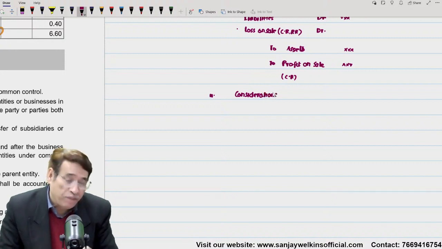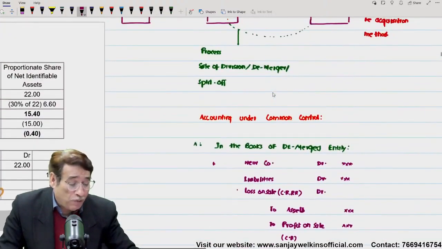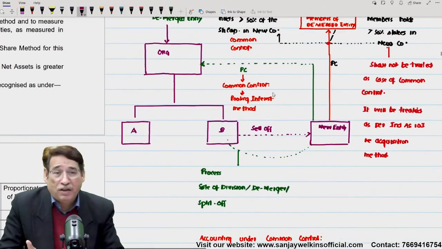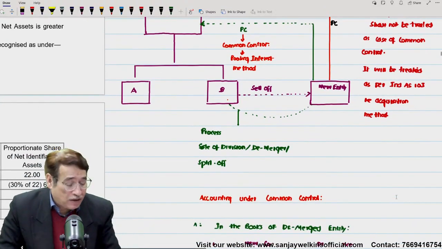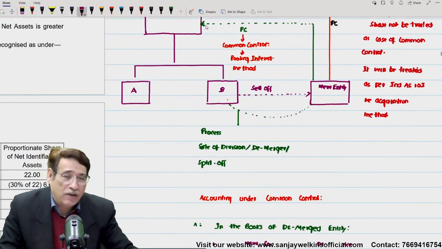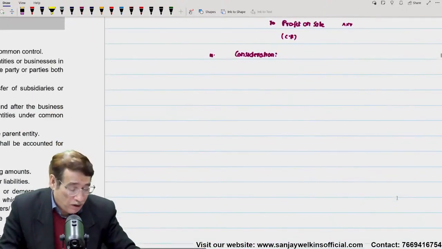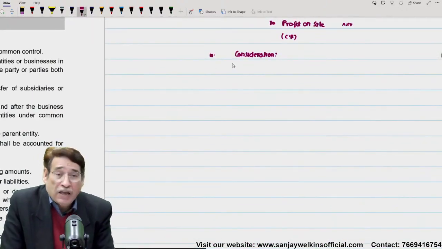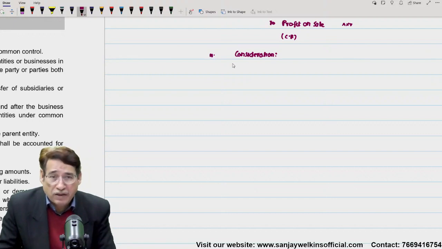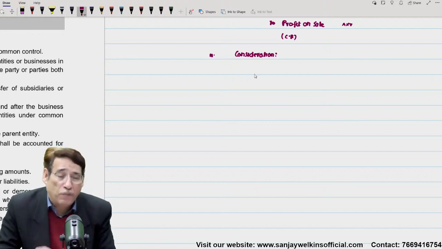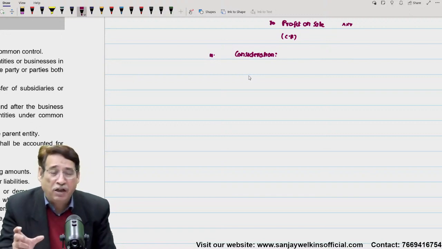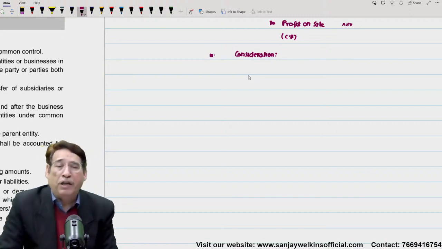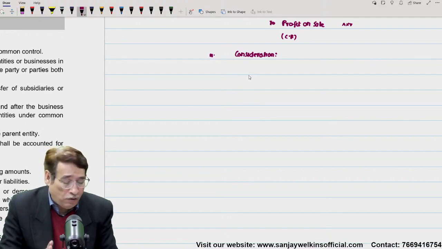But I have already told you that there are many situations with respect to consideration. If consideration is received by the demerged entity, this is one situation. So let me write here, as far as entries with respect to consideration are concerned, that depends upon whether the consideration is received by the demerged entity or by the members of the demerged entity. Is it clear to you?